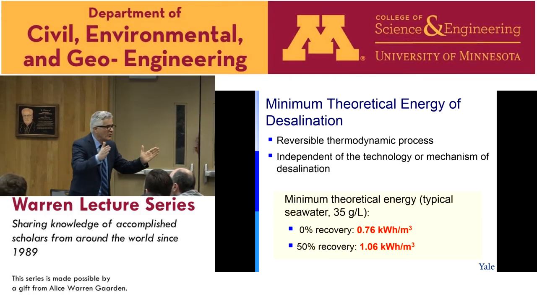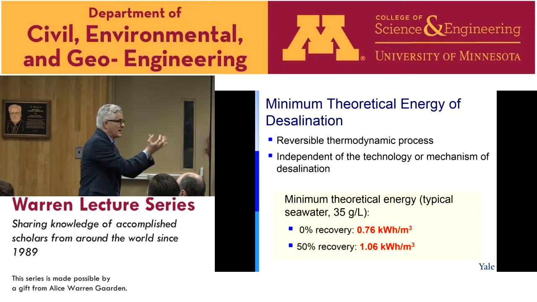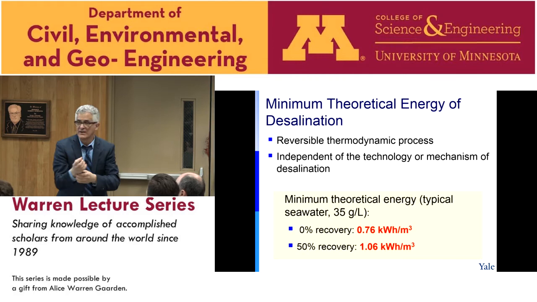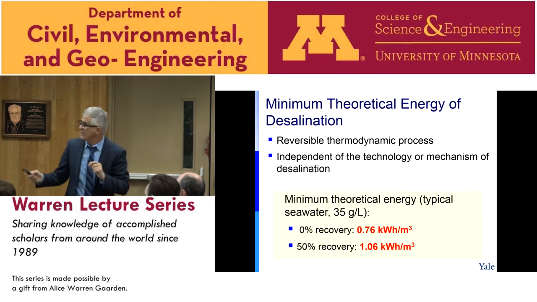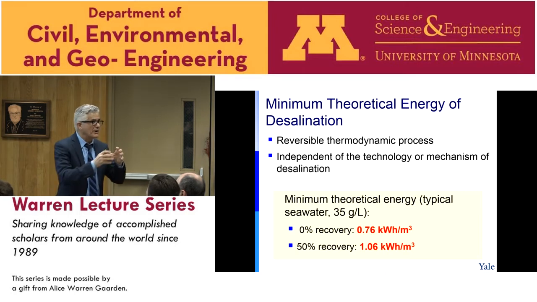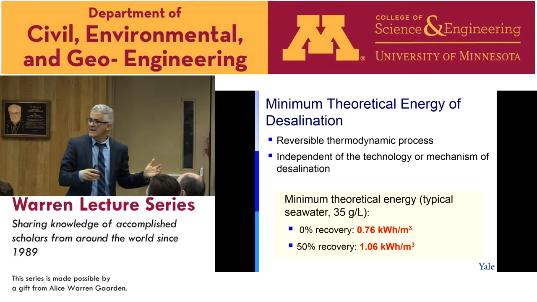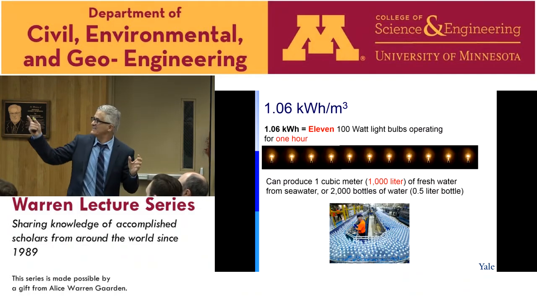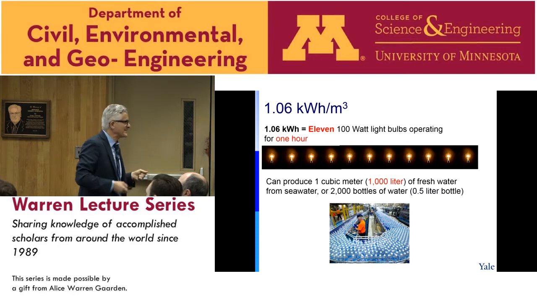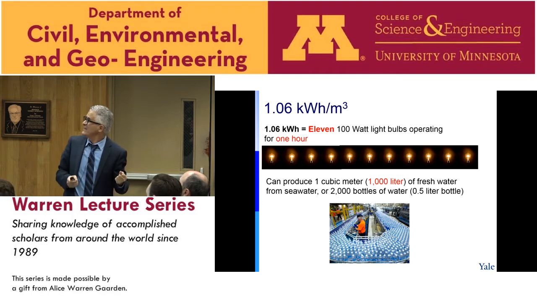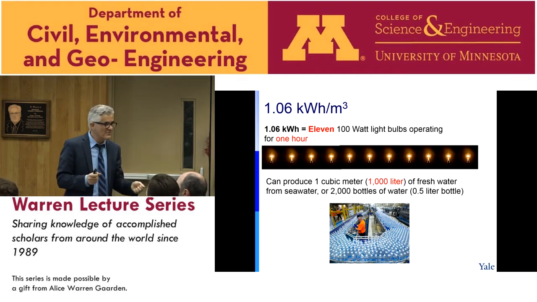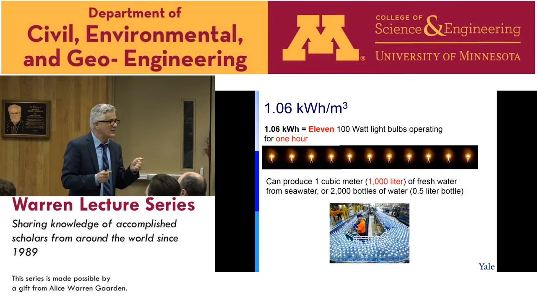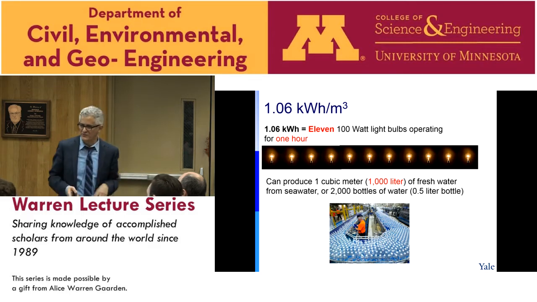In desalination, we squeeze more water. We can get half of the seawater to become fresh water and half to become concentrated brine. This is what we call 50% recovery, and we will need 1.06 kilowatt hour per cubic meter, or 1,000 liters of water. Now, many of us can't imagine what 1.1 kilowatt hour is, so I would like to give you a tangible example. I don't know how many of you remember the incandescent light bulbs that have 100 watts, at least some of the older ones here. If you take 11 100-watt light bulbs and turn them on for 1 hour, this will be the electricity equivalent to produce 1,000 liters of water, or 2,000 bottles of water of half a liter each, just to get an order of magnitude.